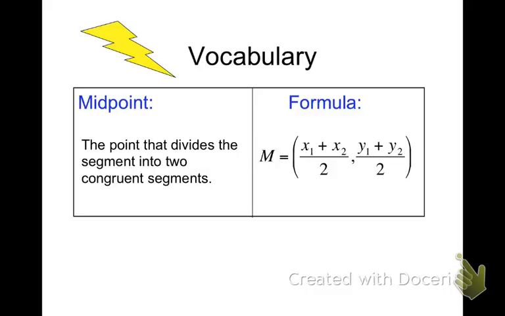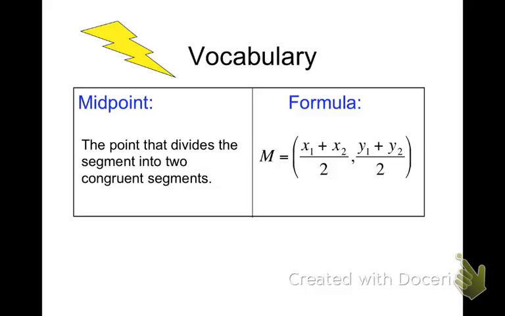So we're going to use a capital M to represent our midpoint. And it's going to be equal to, now that's an x with a subscript of 1. So I'm going to say x sub 1 plus x sub 2. And that is all over 2 with a comma in between. Y sub 1 plus y sub 2 all over 2. Parentheses around that whole entire thing.